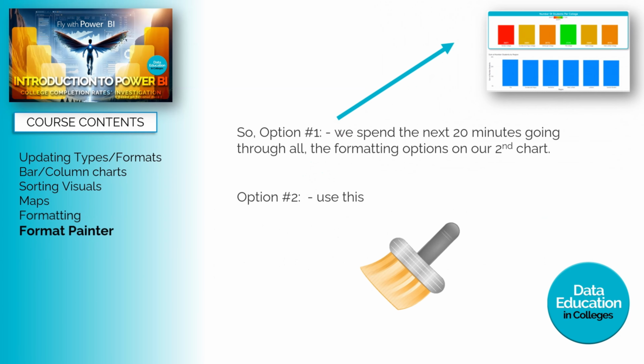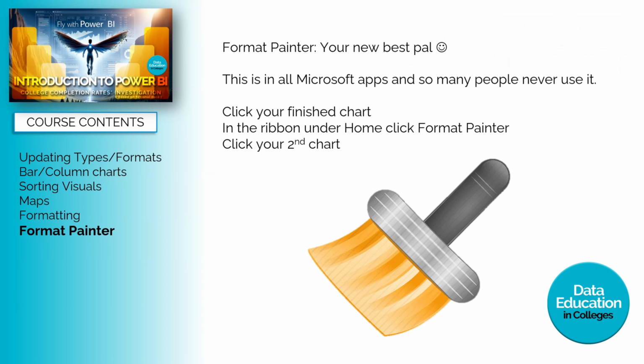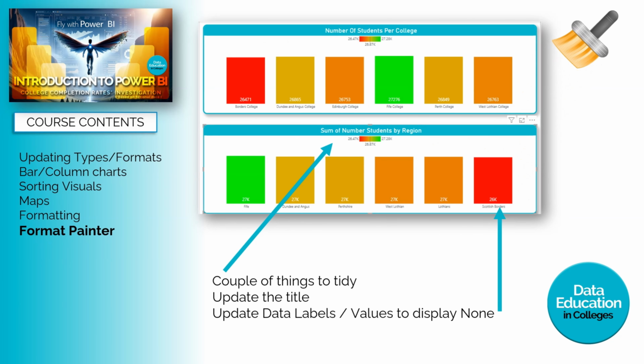Option 1, spend the next 20 minutes going through all the formatting options like we just have. Option 2, use that. I would suggest option 2. If you've not seen this before, Format Painter, all Microsoft applications have it and nobody uses it. Select your finished chart, then go up to the ribbon under Home, click Format Painter, click your second chart. It's amazing. All done.